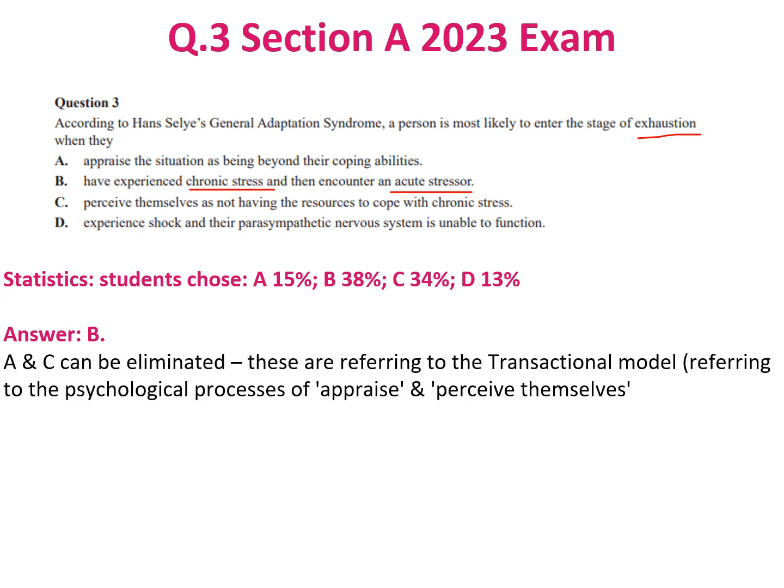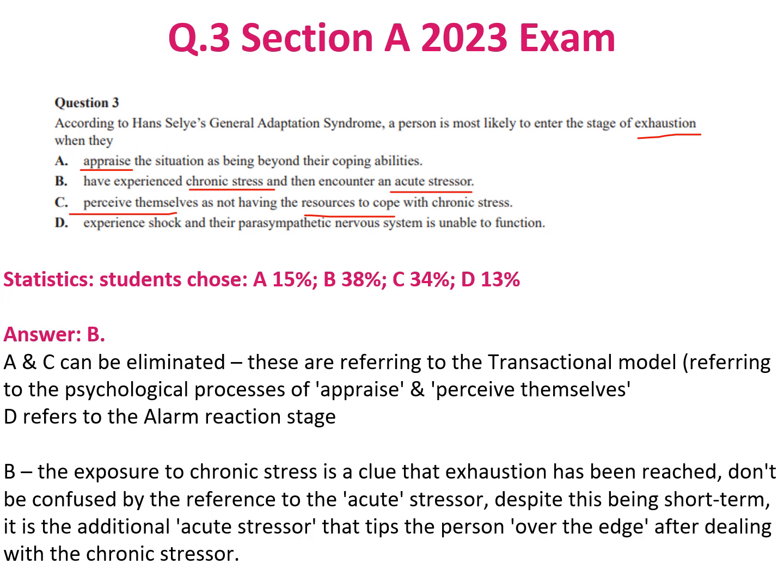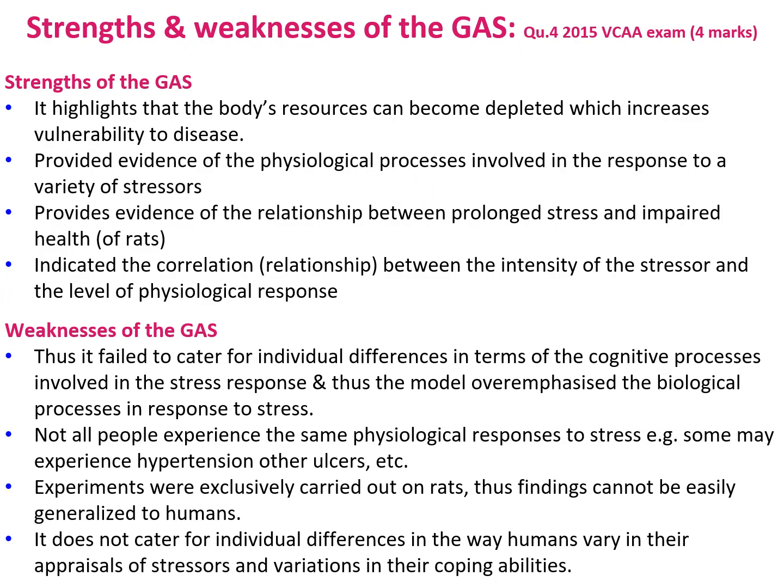So A and C refer to the T model. Appraising, well, we know that's part of the transactional, and the perception of having the resources to cope, that's part of our secondary appraisal. So we can eliminate that one. Explanatory power of the model. So again, strengths and weaknesses are what you need to be emphasizing when asked about the explanatory power.